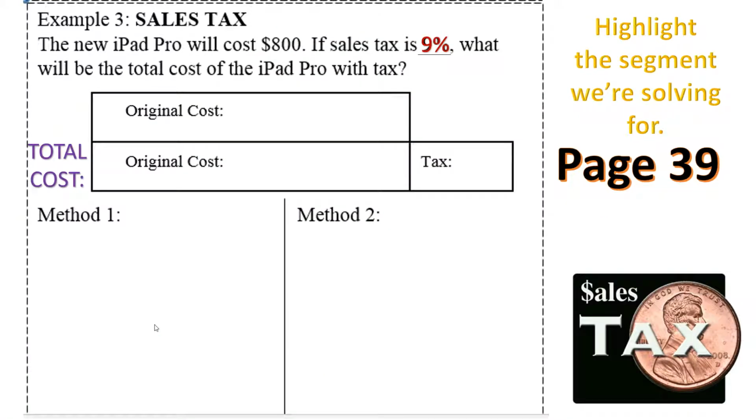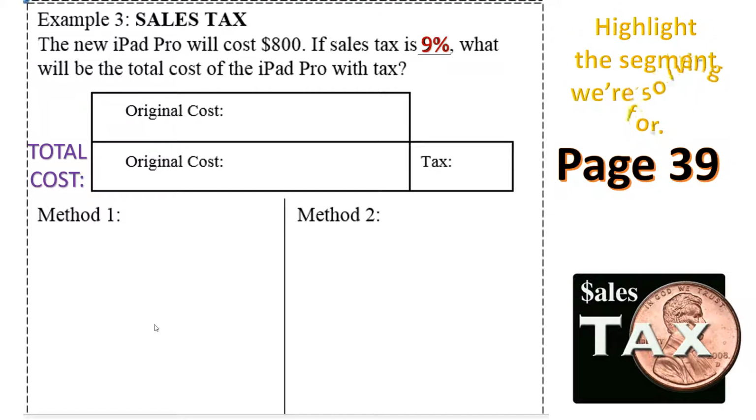Okay, example 3 is a sales tax one, but this time around we're going to do method 1 and method 2 and a bar model. So the new iPad Pro will cost $800. If the sales tax is 9%, what will be the total cost of the iPad Pro with tax?